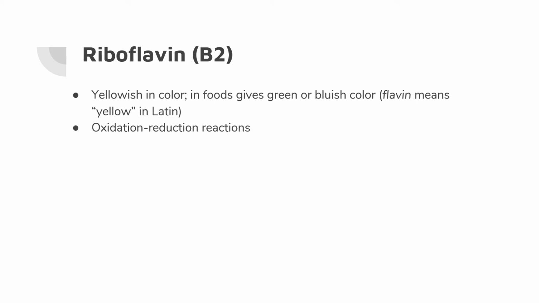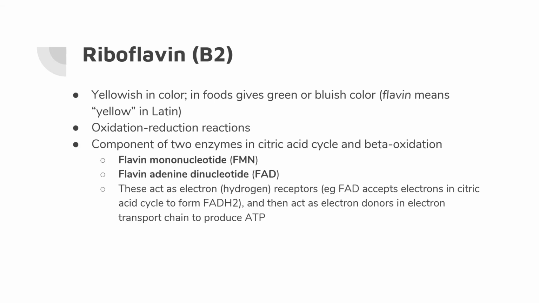And the word flavin means yellow in Latin, which is how this nutrient gets its name. So riboflavin, again, all of this is going to be metabolism related, so oxidation reduction reactions, or redox reactions, is where we see most of the riboflavin function. There are two enzyme systems in particular where riboflavin plays a role. That's the flavin mononucleotide enzyme and the flavin adenine dinucleotide enzyme. Both of these you might recall from the citric acid cycle and beta oxidation.